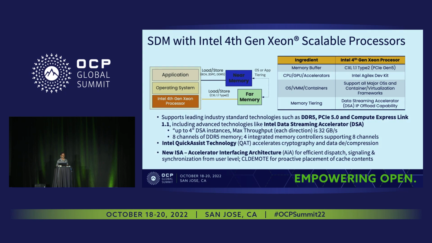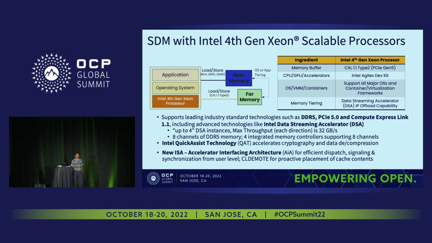And then the host DRAM essentially has 8 channels of DDR5 memory, so you could use a combination of near memory, which is what we call in the taxonomy the host DRAM, and then we have the CXL memory, which is far memory based on PCIe Gen 5. This is CXL 1.1. On top of that, there are accelerators that you can take advantage of.